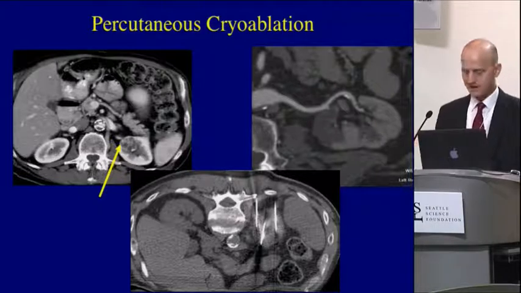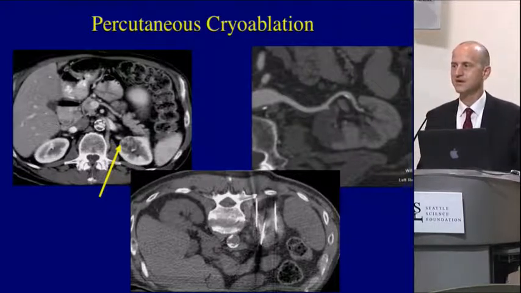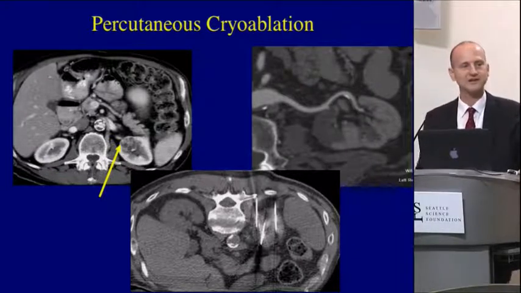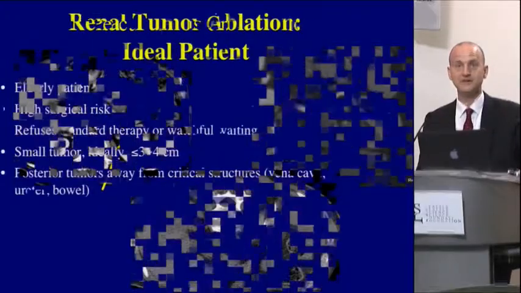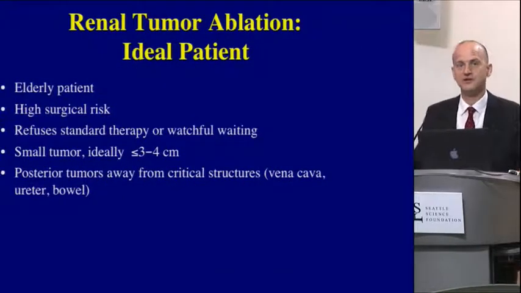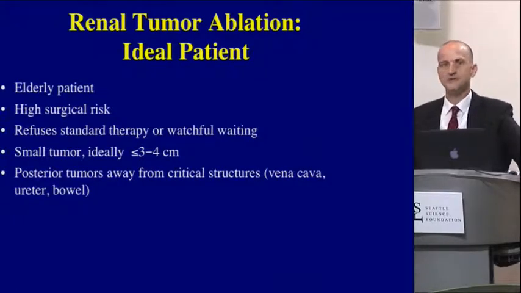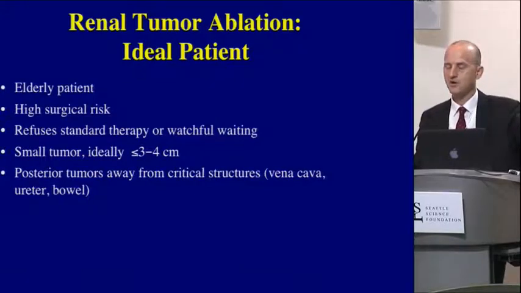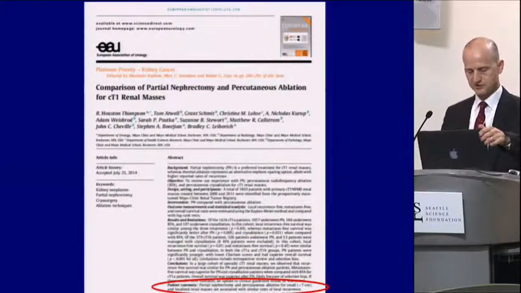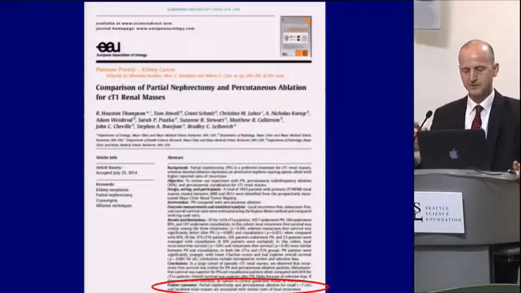So I'm going to mention the cryoablation for the very reason that Sam brought up. If you're going to send a patient for a biopsy, you're going to get a call saying, well, I'm sticking a needle in it anyway. Do you want me to ablate this thing? Well, so who are you going to ablate? Kind of the same patients you're going to consider for active surveillance. The elderly, higher surgical risk, refuses standard therapy, ideally a small tumor less than 3 centimeters, posterior away from critical structures.